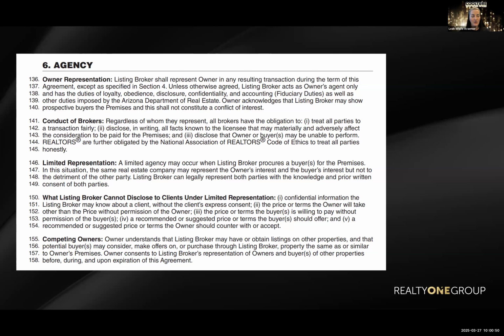No matter what, these are, again, duties is probably the wrong word, but these are all of the things that are owed to you and to the other side. So we need to make sure everybody's on board with that. More discussion about limited representation.